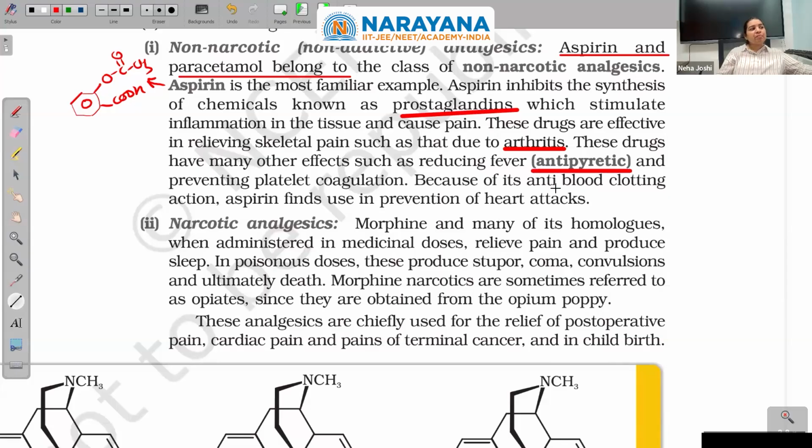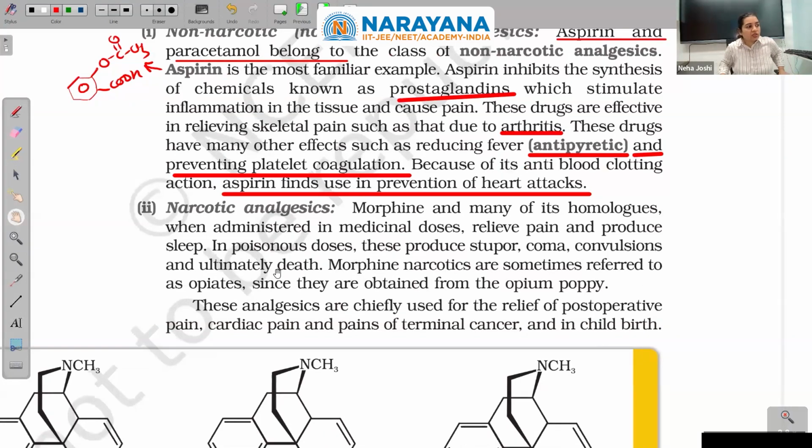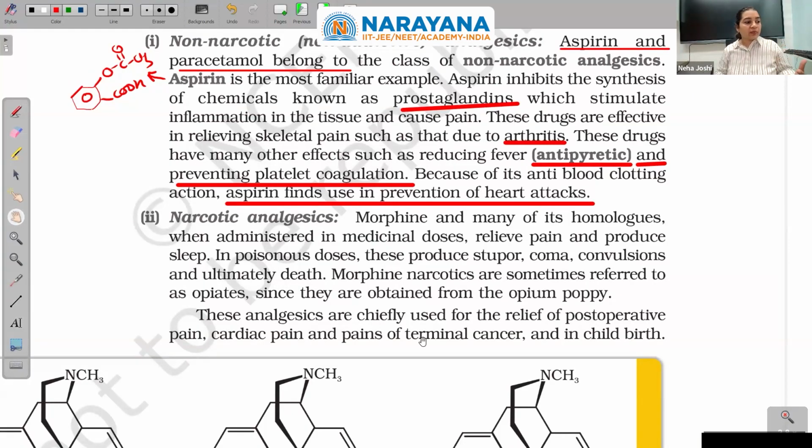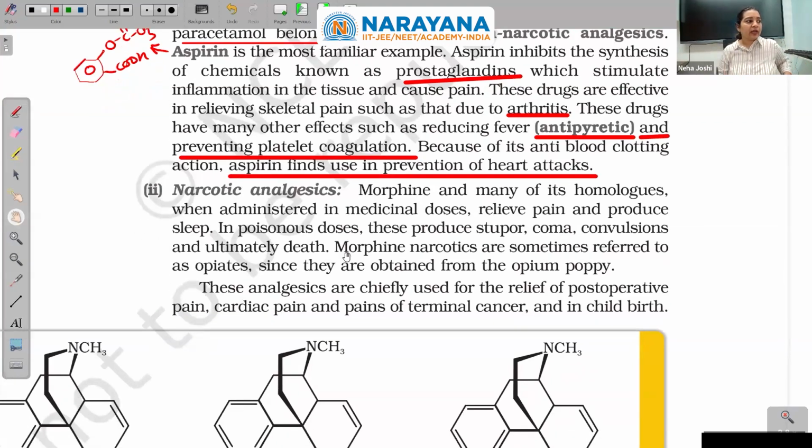Fever reducing drugs are called antipyretic. Pyre means fire, high temperature. Aspirin also prevents platelet coagulation. Because of its anti blood clotting action, aspirin finds use in prevention of heart attacks. If you find someone around you who is just about to have an attack, showing that they have chest pain or something, give them aspirin immediately and then take them to the hospital. That is the method of buying some minutes, and the attack can be a little delayed.